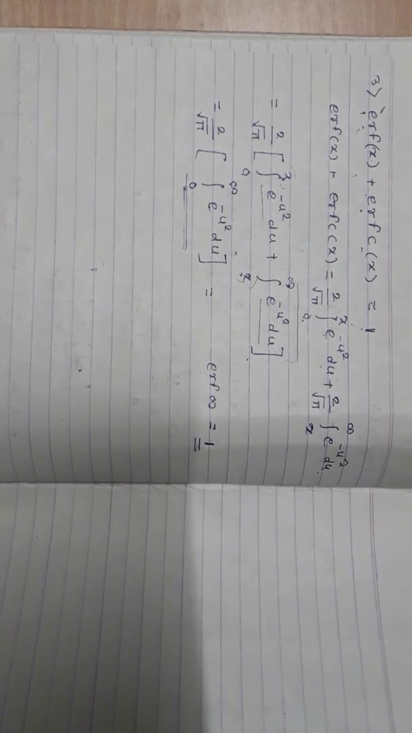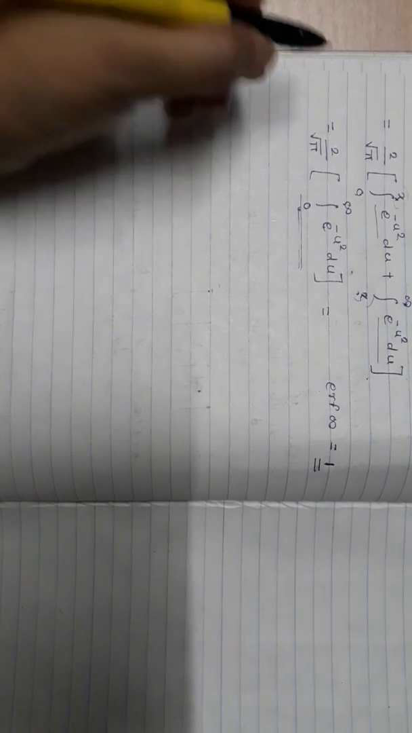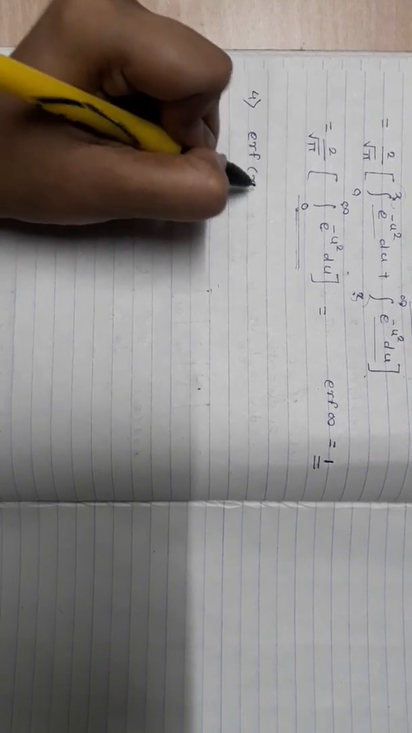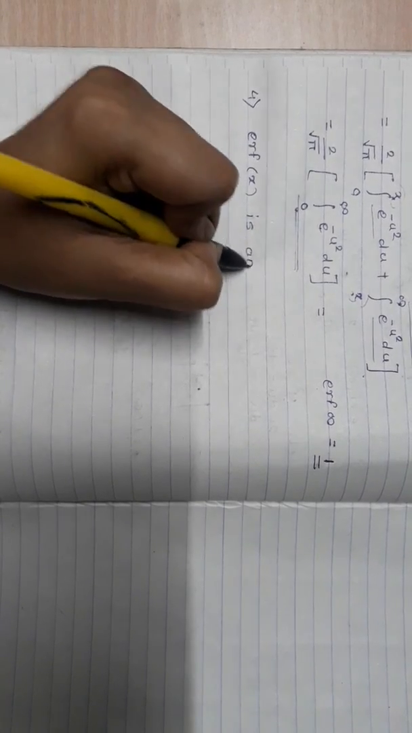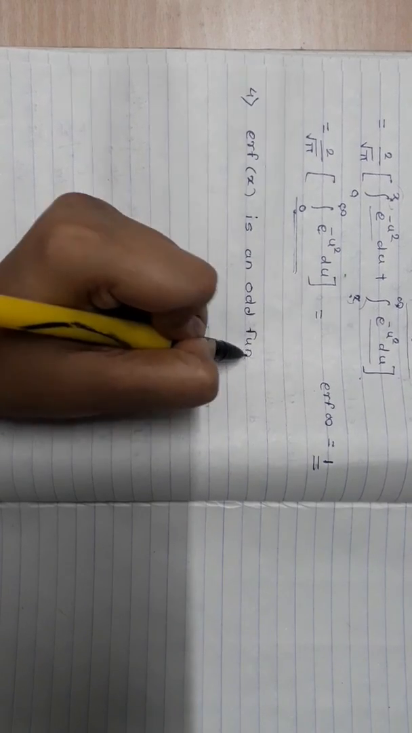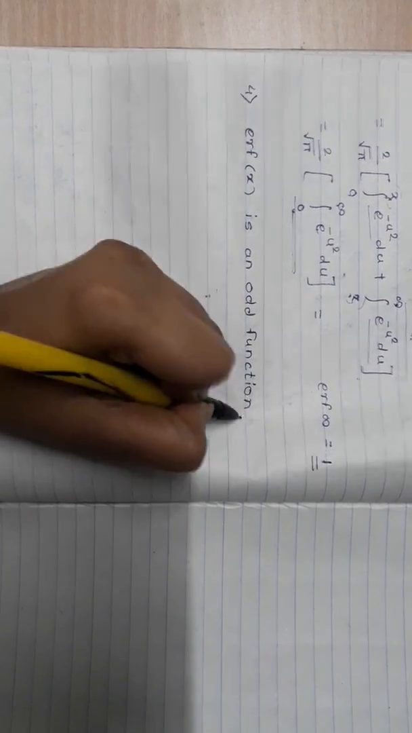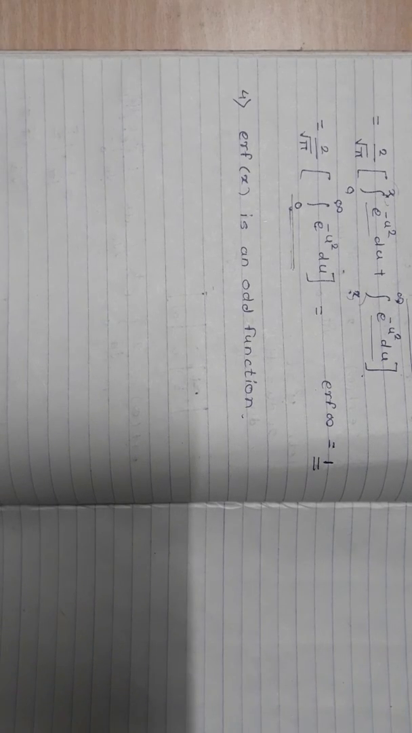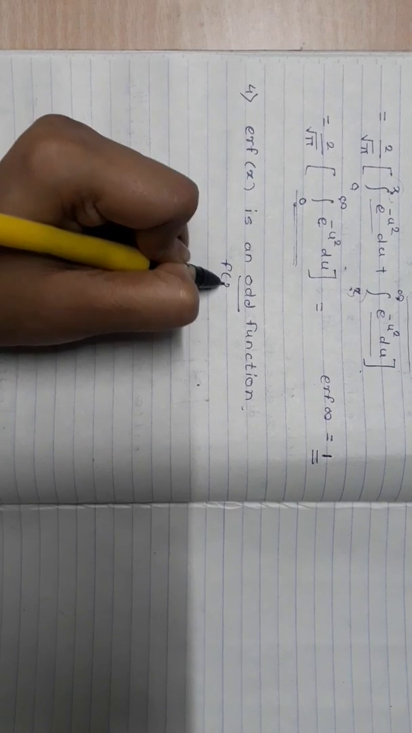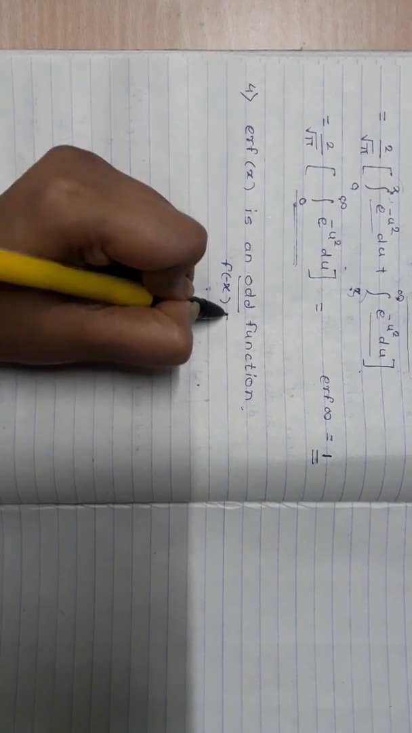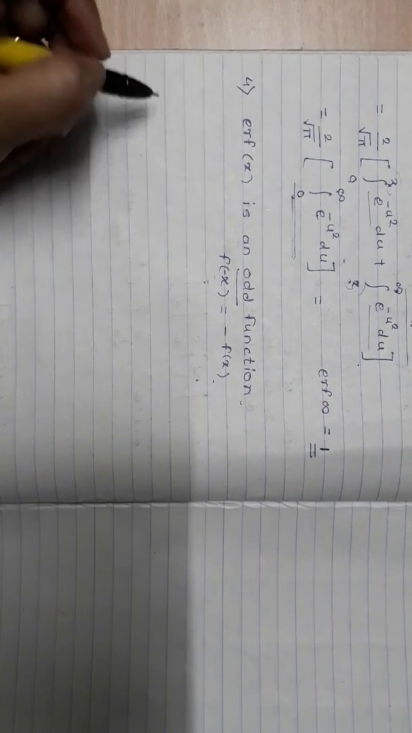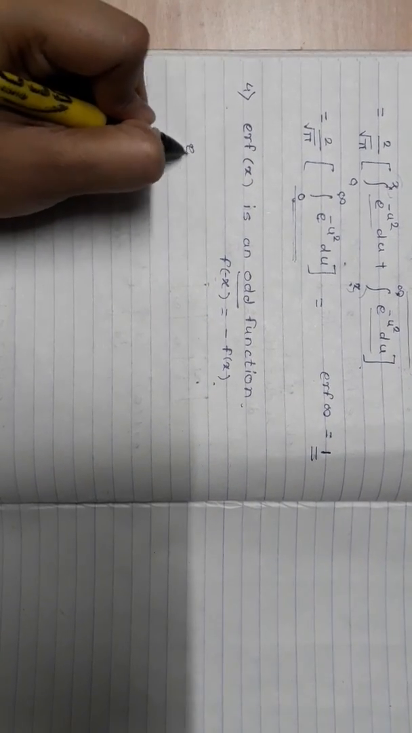Then let's start with the next property. The next property we are going to prove is that error function is an odd function. Odd function meaning when I replace x by minus x, I get minus of f of x. So in the definition of error function, what is the definition?